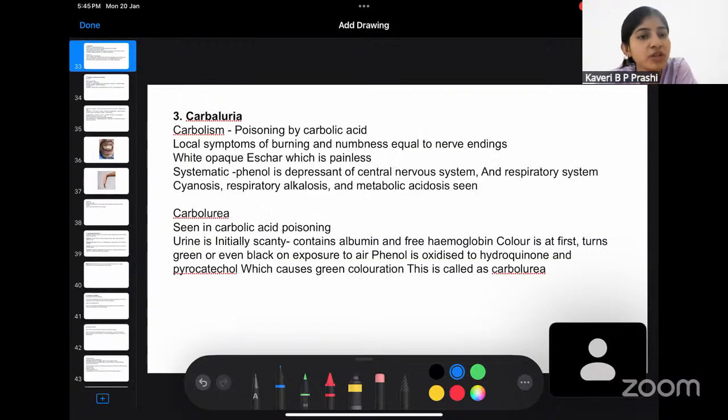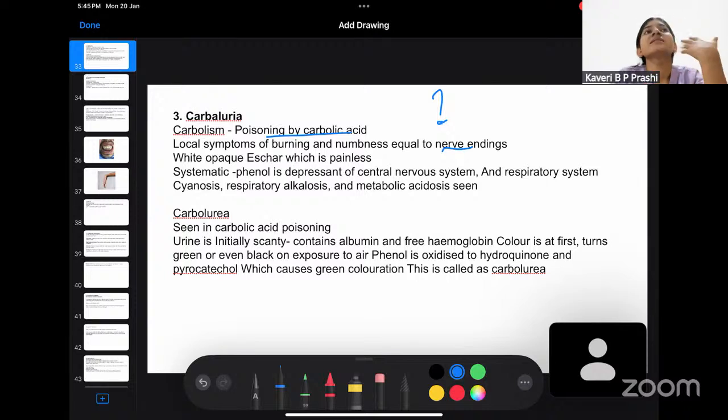Now coming to carboluria, you have to know two things whenever they ask you about carboluria. One is carbolism. What is the phenomenon of carbolism? Poisoning by carbolic acid is nothing but carbolism. So there are certain local symptoms and certain systemic symptoms as well. Coming to the local symptoms, there is burning and numbness because of the damage of the nerve endings. A white opaque discharge which is painless is formed. Whenever carbolic acid is ingested, there's going to be a lot of burning in the entire oropharynx, in the throat, everywhere, and all the nerve endings get damaged, because of which there is going to be numbness seen.